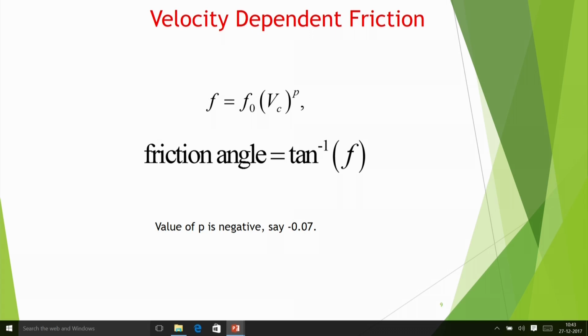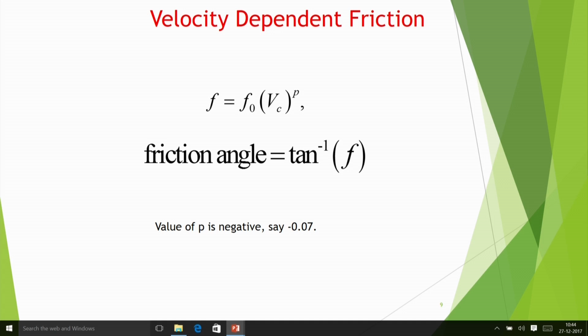So, f is equal to f 0 v c p. Material softening takes place at high velocity, and at the same time there may not be enough time for making a contact or micro welding of the two surfaces, because in both the surfaces there are asperities, they may not get properly welded. So, whatever is the reason, there may be various factors, but it has been observed that as the velocity or cutting speed increases, the coefficient of friction decreases.